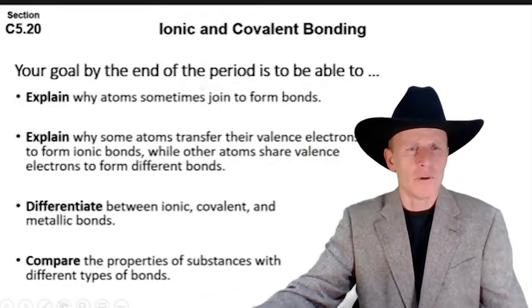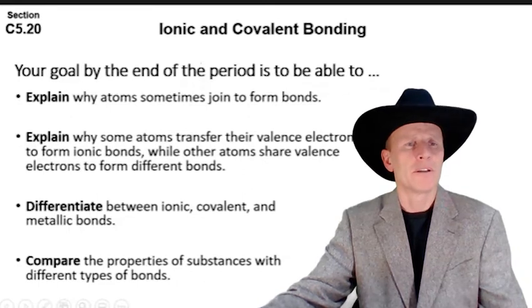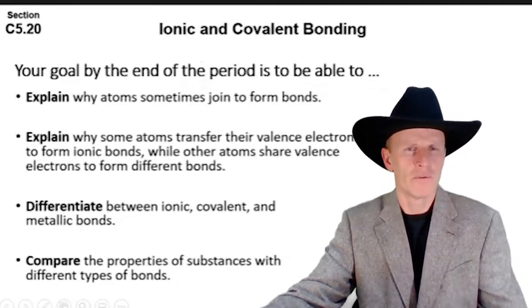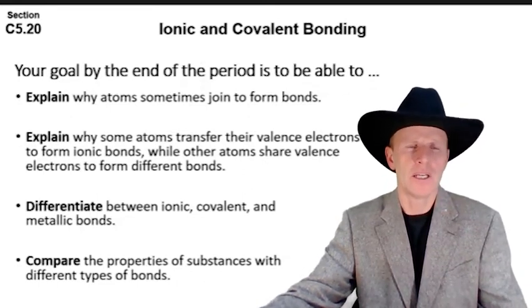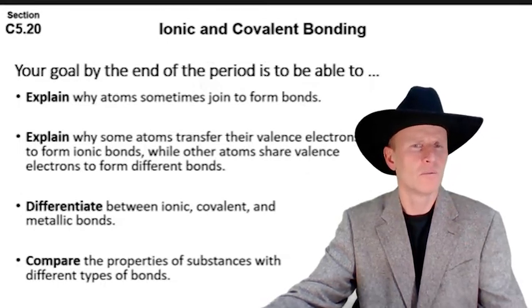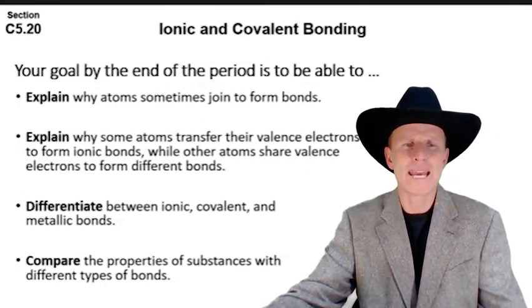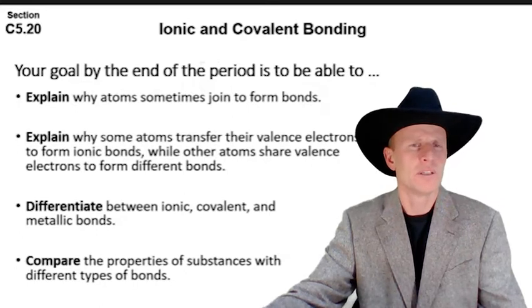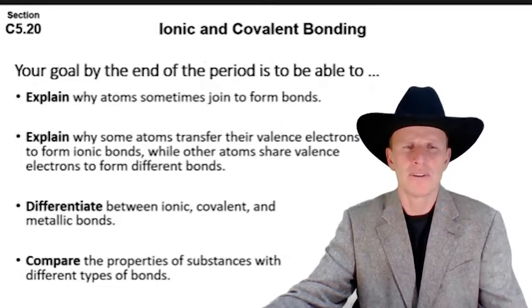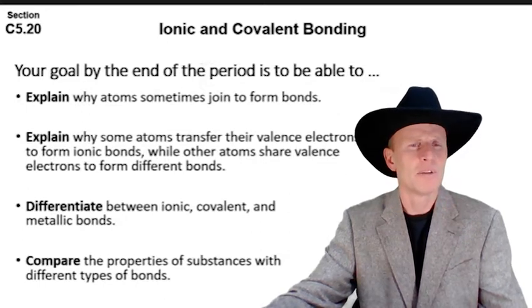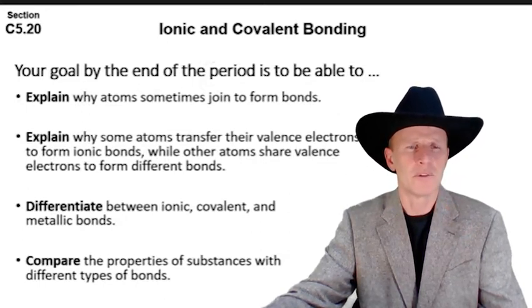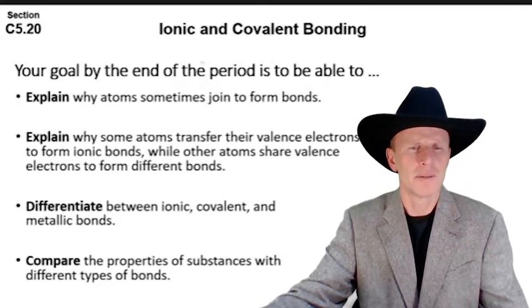Howdy folks, this is Cowboy Joe here with a recapitulation of section C5.201, Ionic and Covalent Bonding. Your goal by the end of this video lecture will be to be able to explain why atoms join to form bonds, explain why some atoms transfer their valence electrons to form ionic bonds, while other atoms share valence electrons to form different bonds, differentiate between ionic, covalent, and metallic bonds, and compare the properties of substances with different types of bonds.